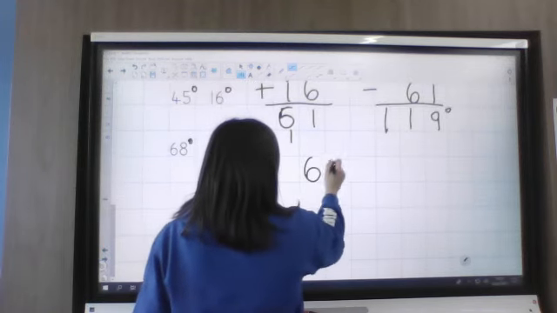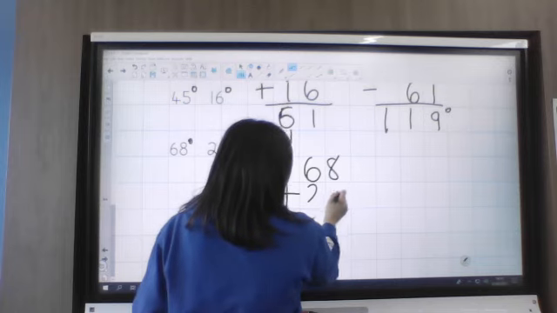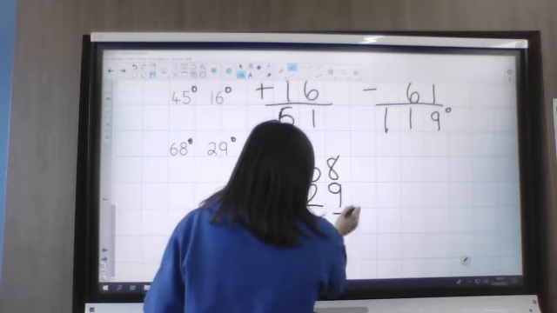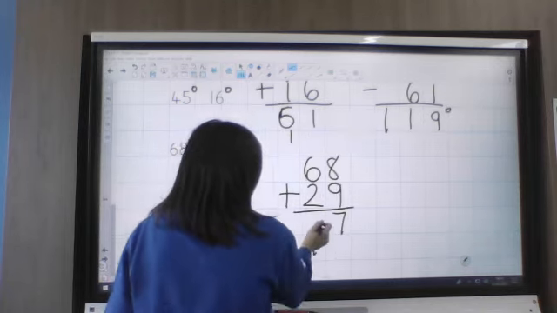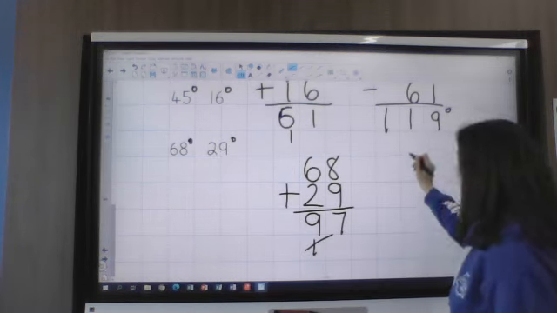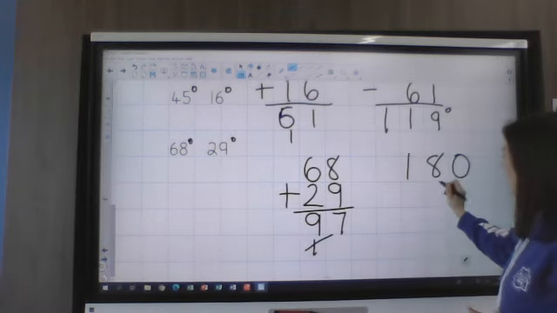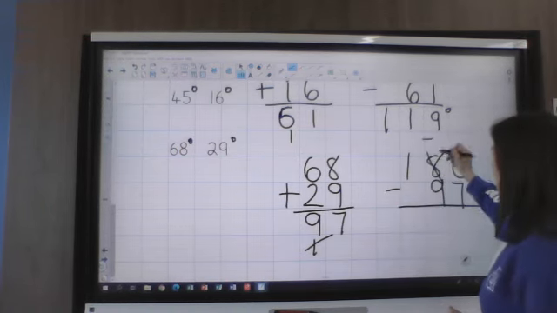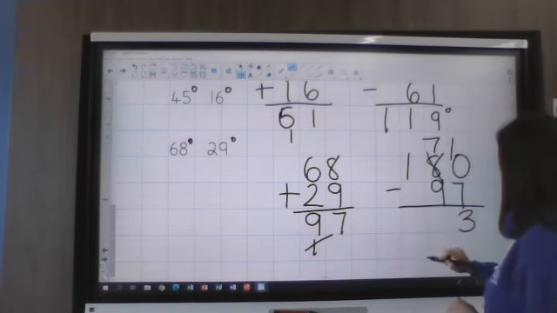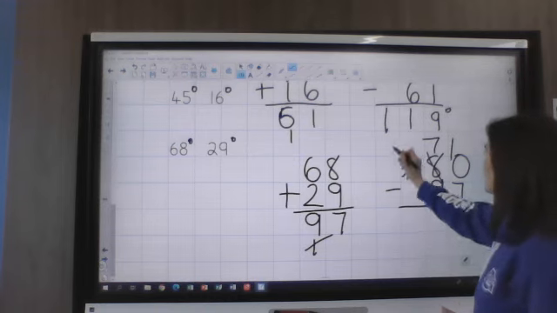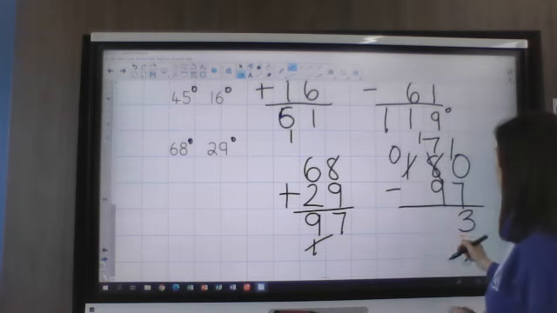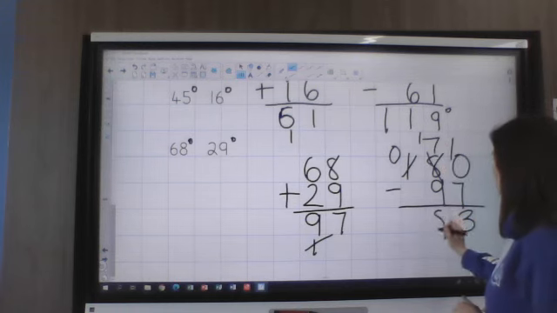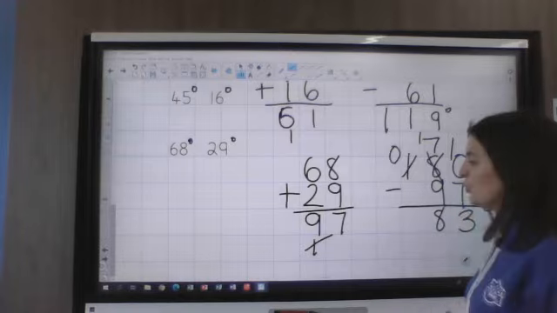So I've got 68 add 29. So that would be 17, 6, 7, 8, 9, so 97. And then take your answer away from 180. So 10 take away 7 is 3. 7 take away 9 I can't do. So 17 take away 9 would be 8. Okay, so my missing angle, you should have got 83 degrees.